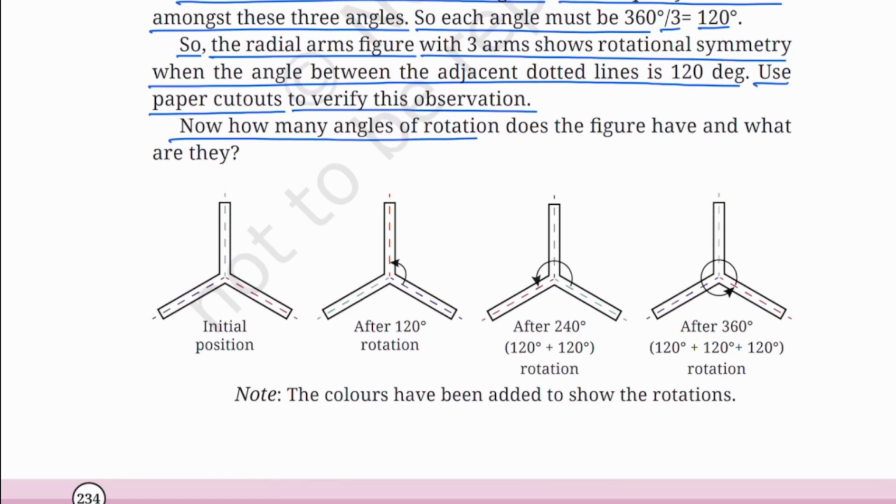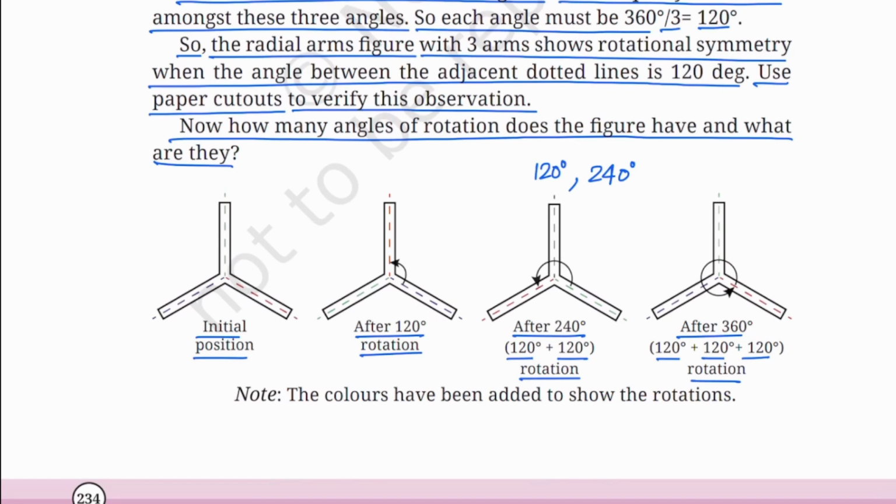Now, how many angles of rotation does the figure have and what are they? Initial position, after 120 degree rotation, after 240 degrees, that is 120 plus 120 degree rotation, after 360 degree rotation, that is 120 degrees plus 120 degrees plus 120 degrees. So angles of rotation will be 120 degrees, 240 degrees and 360 degrees. Note, the colors have been added to show the rotation.